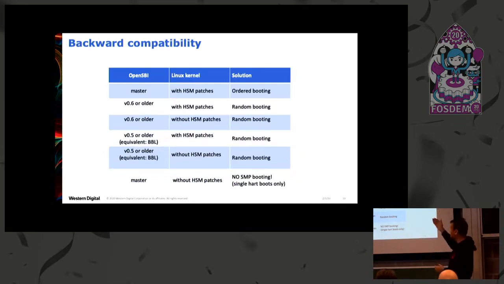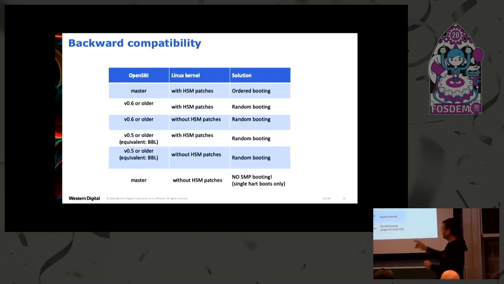If you are using any of the older versions of OpenSBI, then with or without HSM patches, it will detect that it does not have the HSM extension. So it will just go back to the default random booting. Same thing if you are using BBL or any other very old OpenSBI, older than 0.5; it will also fall back to the random booting.